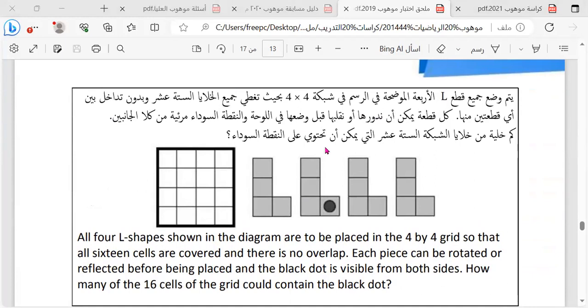Okay, read please. All four pieces shown in the diagram are to be placed in the 4x4 grid so that all 16 cells are covered and there is no overlap. Each piece can be rotated or reflected before being placed, and the black dot is visible from both sides. How many of the 16 cells of the grid could contain the black dot?